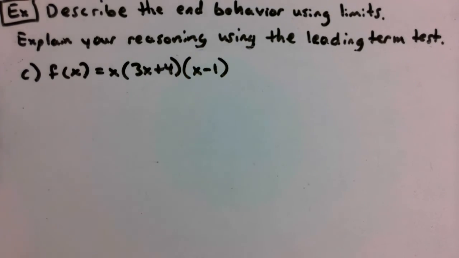Well, this problem has parentheses, so I can't just look at that and determine what the even power is, or what the lead coefficient is. What I need to do is multiply those out. You can multiply those in any order you want. We have three things being multiplied together. There are two multiplications that are here.